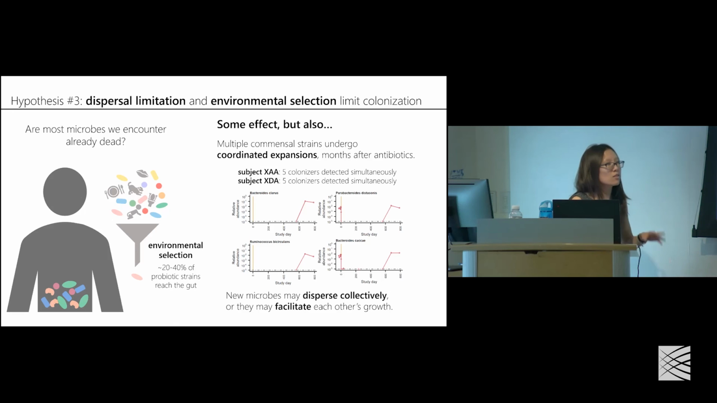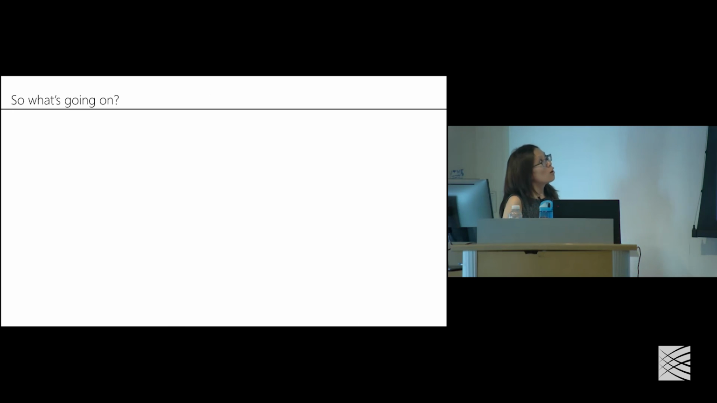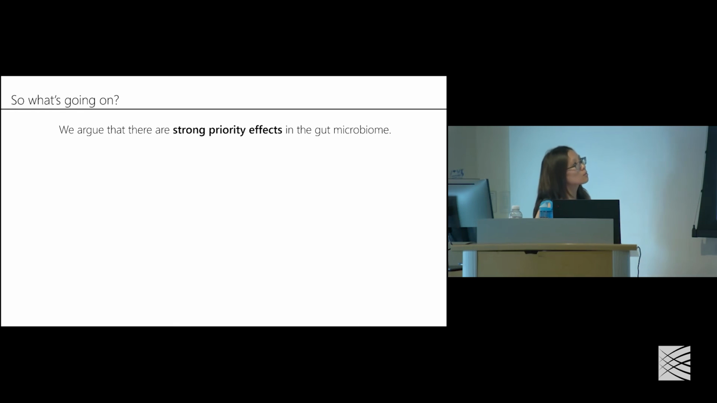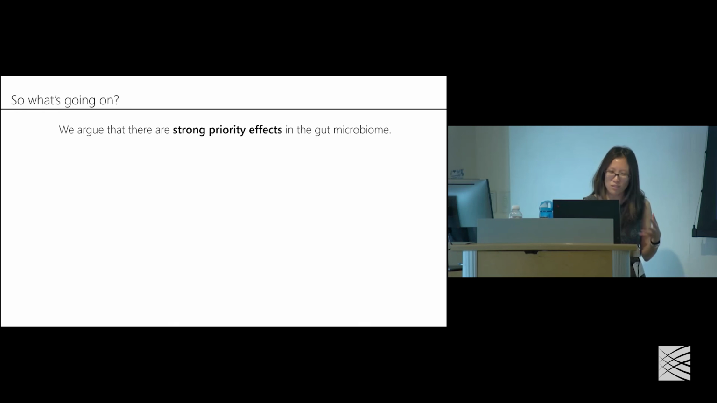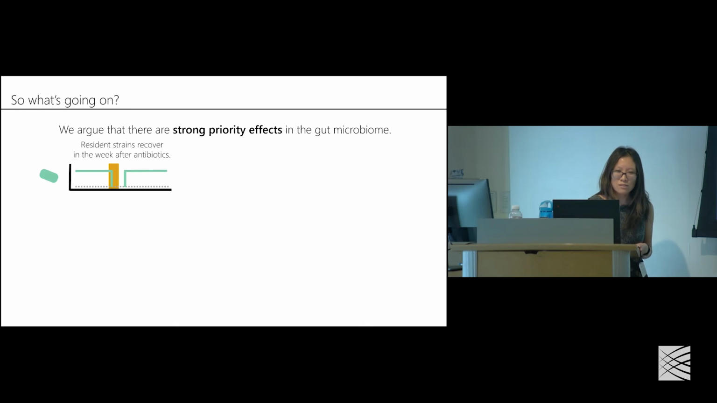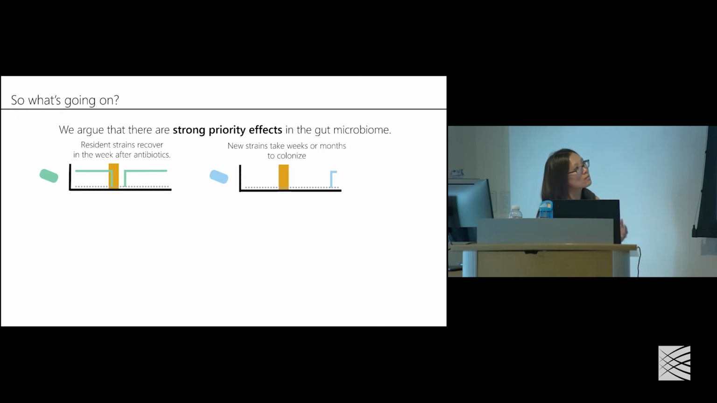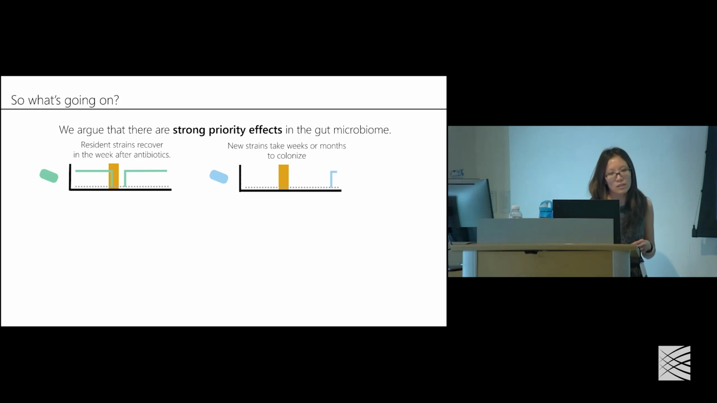All right. At this point, you might say, what do you actually think is going on? I presented a couple explanations that I think are not complete explanations of our data. Based on the full sum of all of this data, we would argue that there appear to be strong priority effects in the gut microbiome. One piece of evidence that points to this is the fact that resident strains recover very rapidly in the week after antibiotics, but new strains take weeks or months to colonize. So there's this discrepancy in time scale between the recovery of something that was already there and the colonization of something that's new.